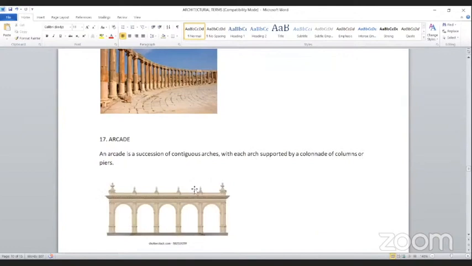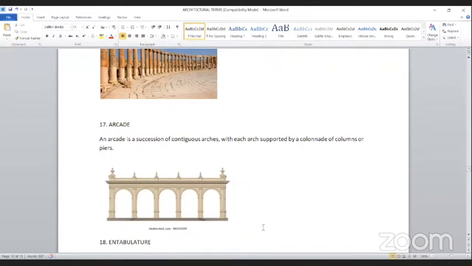Next, arcade. An arcade is a succession of contiguous arches, with each arch supported by a colonnade of columns or piers. Here, what are they using? Piers. In the previous example, we saw the difference between pier and columns. There, two arches were supported by columns, and then that set was supported with piers. An arcade is a continuous projection of arches supported by piers or columns.